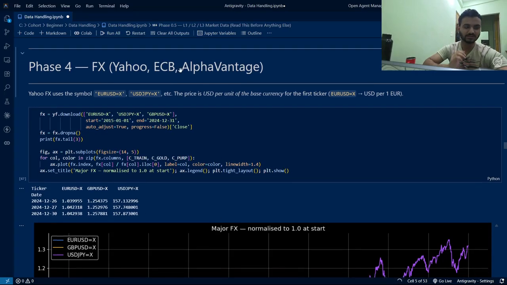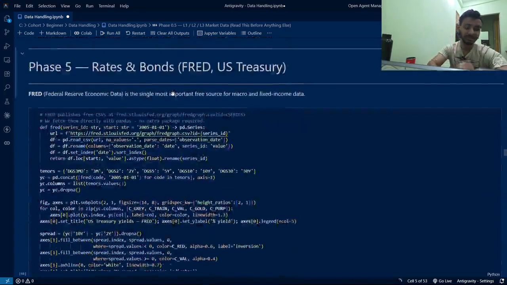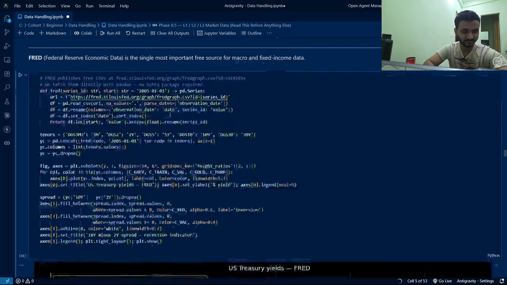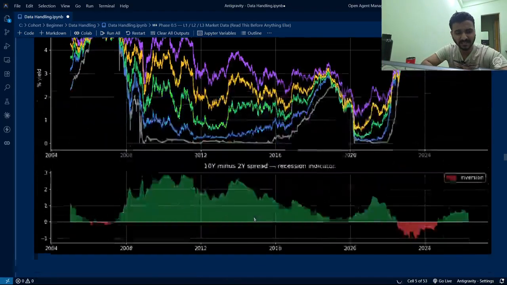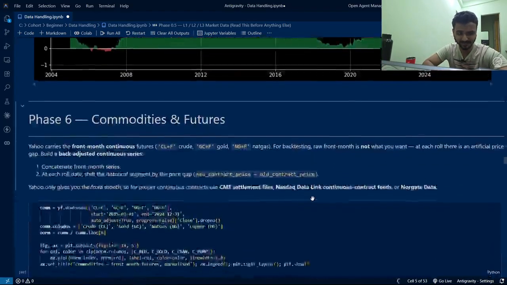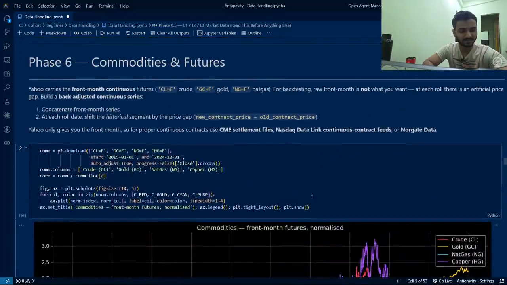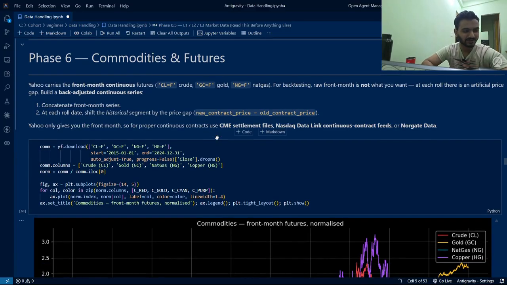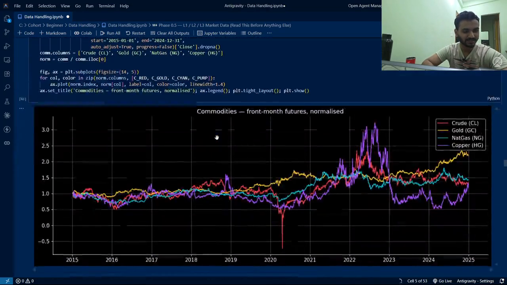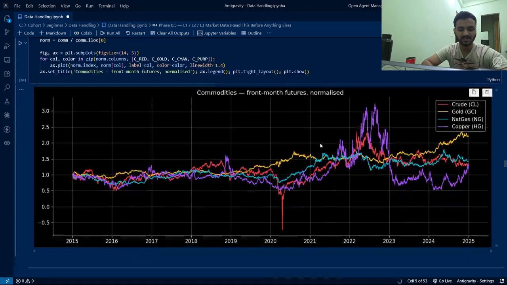Then we get our FX: ECB and Alpha Vantage for Forex, and that's rates and bonds. FRED, US Treasury, as you can see right here: 3 month, 2 year, 5 year, 10 year, 30 year Treasury yield bonds. Spread is the recession indicator, right? Then you've got your phase 6, commodities and futures. Yahoo Finance uses CL=F for crude, GC=F for gold, right? And you have your data sources for this, as you can see right here.